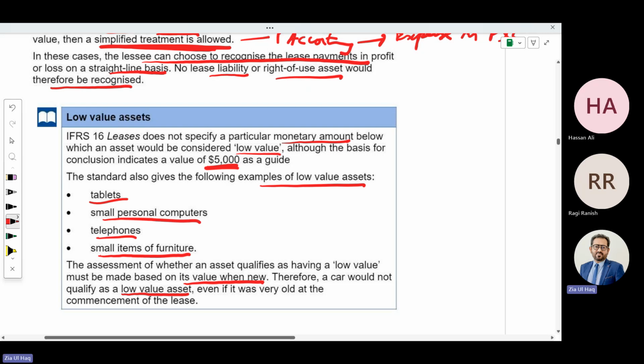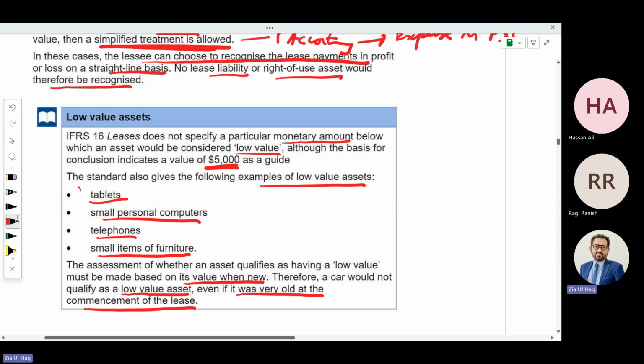You cannot say, I have a car on lease for 3 years and its total value is $2,500, so I'm moving for simplified treatment, one accounting. No. Therefore, a car would not qualify as a low value asset even if it was very old at the commencement of the lease.